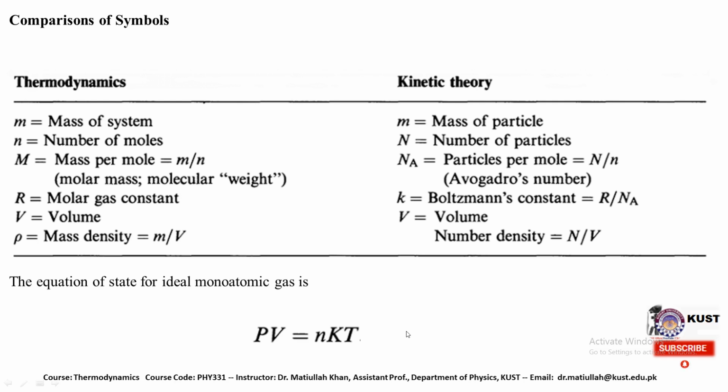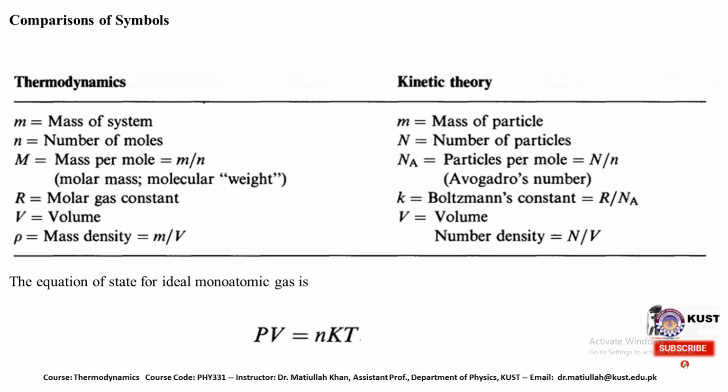Here, small m represents the mass of the system, and in kinetic theory, if we use small m, it represents the mass of the particle. If we use small n in thermodynamics, it means the number of moles of that particular gas or sample, whereas capital N describes the number of particles in kinetic theory. Small m divided by small n is the ratio that is the molar mass or molar weight.